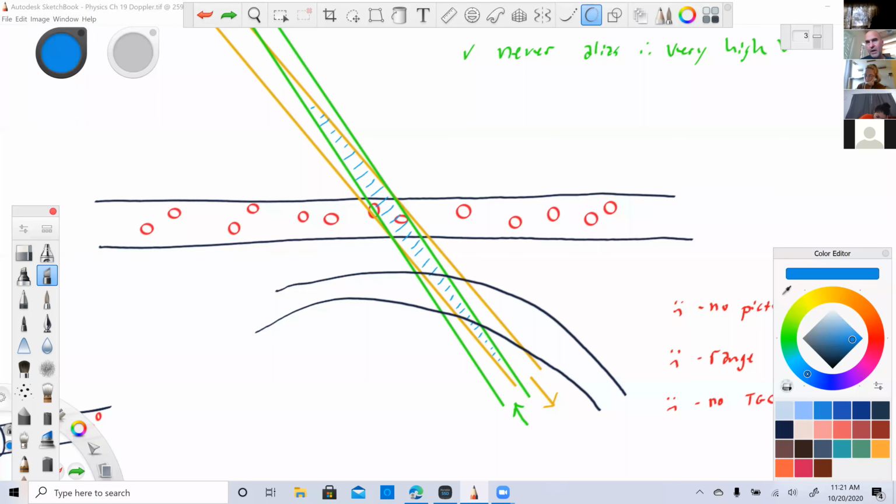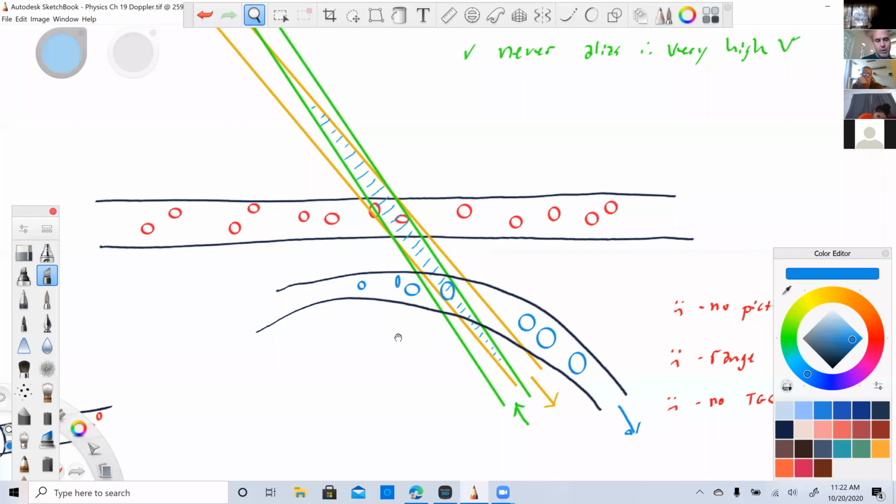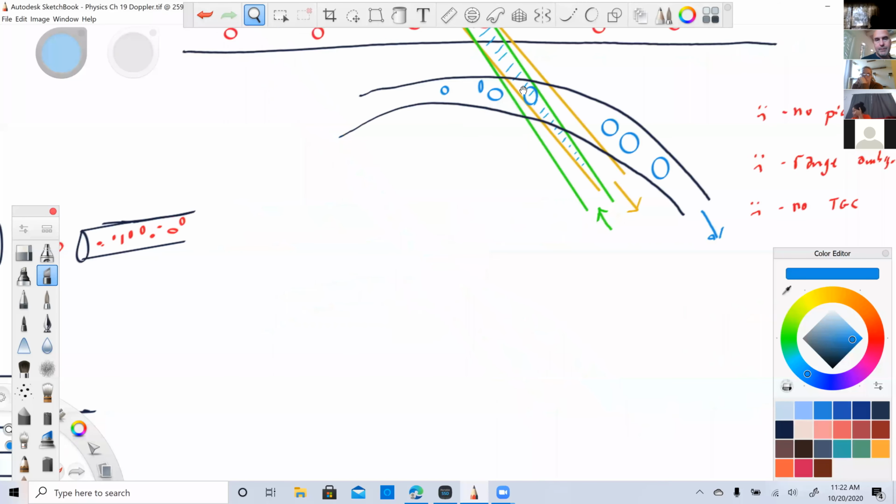Another potential issue is, although this one would be a little bit easier to understand, you have two blood vessels going in opposite directions. Of course, that happens all the time, even with pulse Doppler. You just get an artery over the baseline and a vein below the baseline. So that's a possibility. But in any case, no picture, only a waveform.